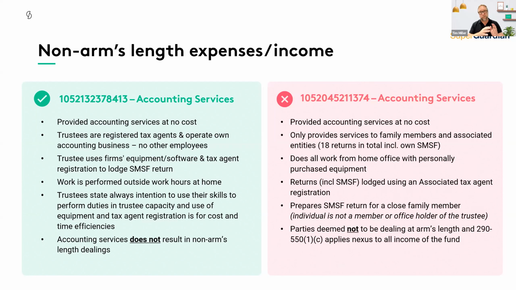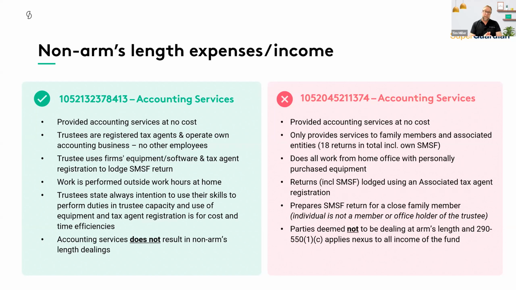Prepares a self-managed super fund return for a close family member. So this individual is not a member of the actual self-managed super fund. They are doing the preparation work for and on behalf of other family members. And in this instance, the parties were deemed to not be dealing at arm's length. Back then, because this was before the legislation had been updated, they were saying that there was a nexus to all the income of the fund, and so the entire income of the fund would be treated as NALI.